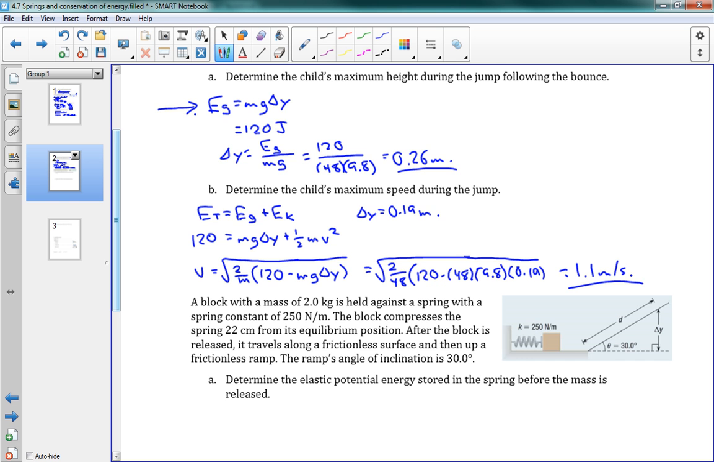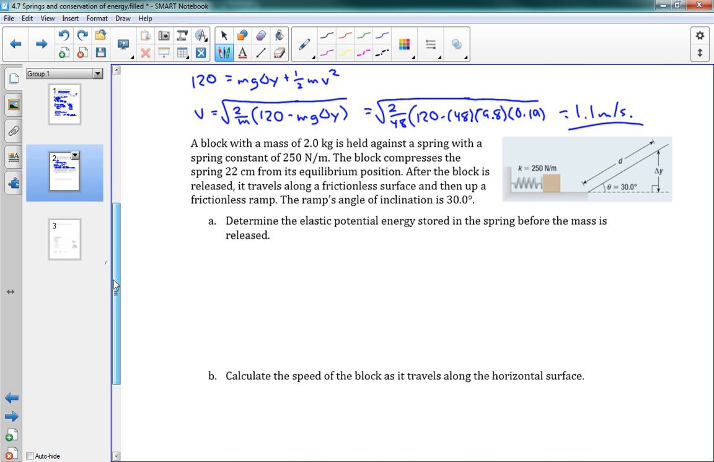Okay, we have one more problem here, and then at the very end we're going to talk about another concept but not actually do any math with it. So this next problem here: a block with a mass of 2 kilograms is held against a spring with a spring constant of 250 newtons per meter. You can see the picture to the right. The block compresses the spring 22 centimeters from its equilibrium. After the block is released, it travels along a frictionless surface and then up a frictionless ramp. The ramp's angle of inclination is 30 degrees.